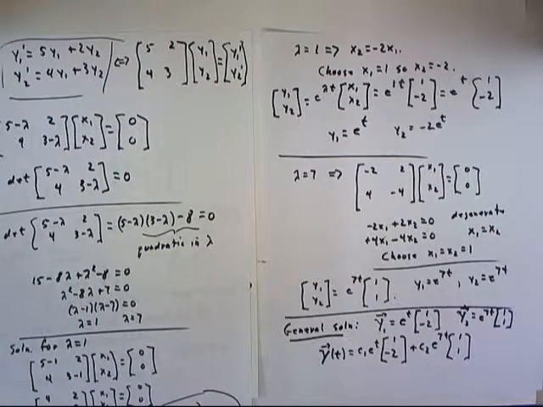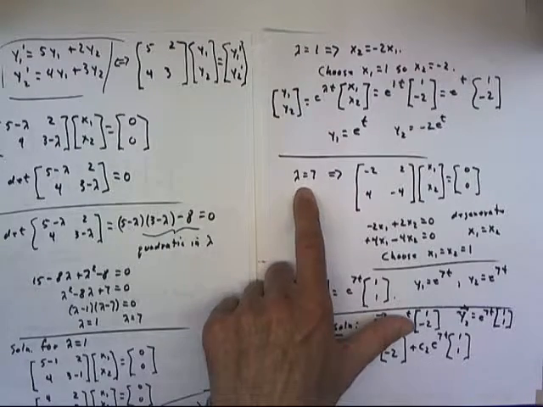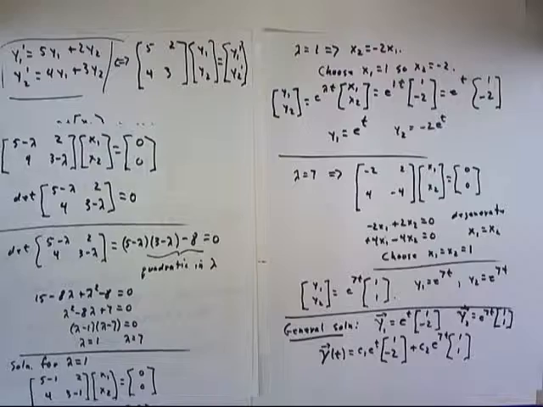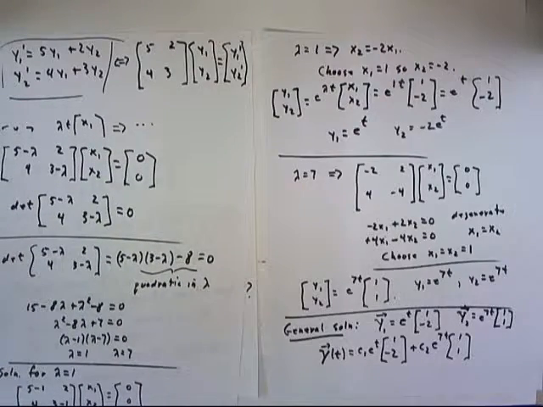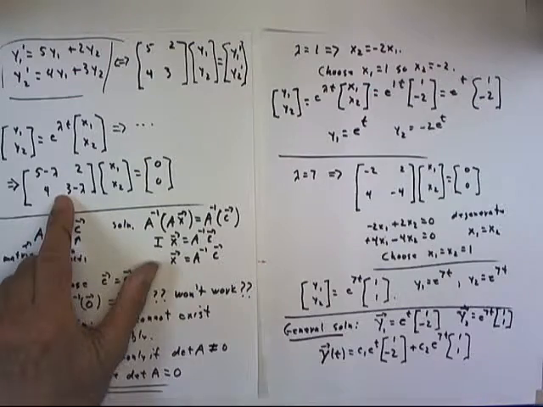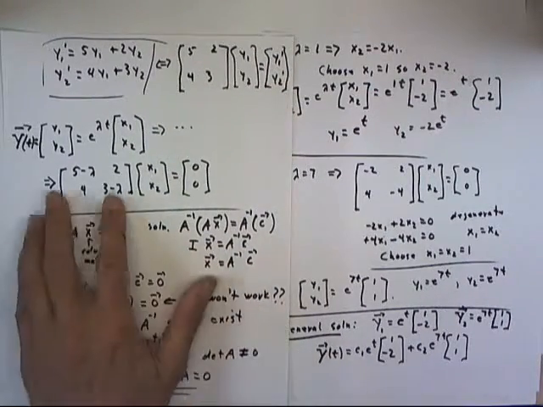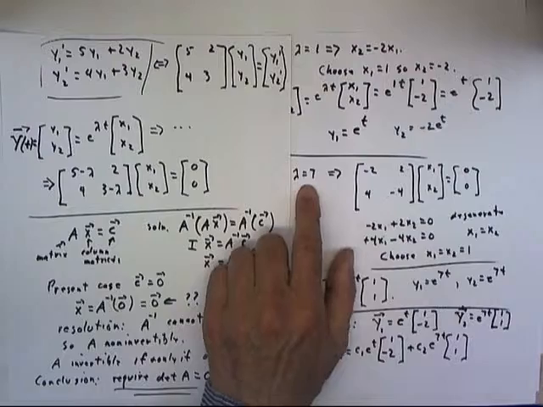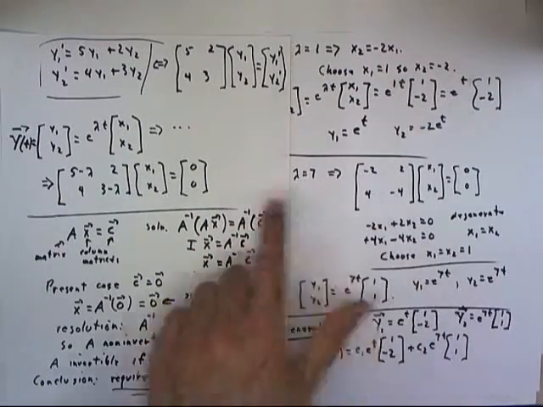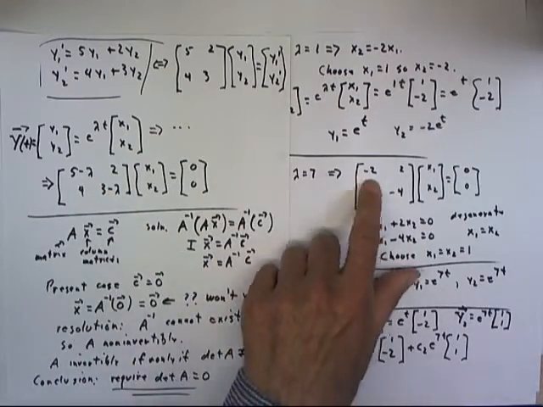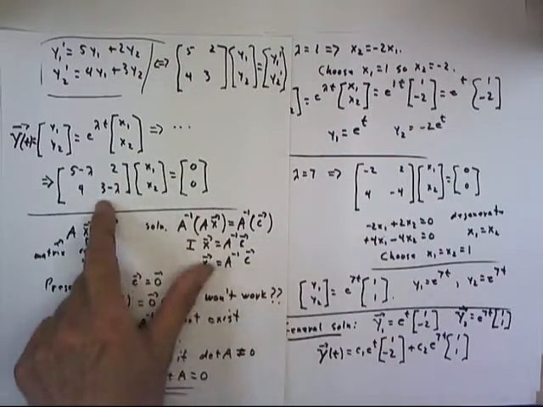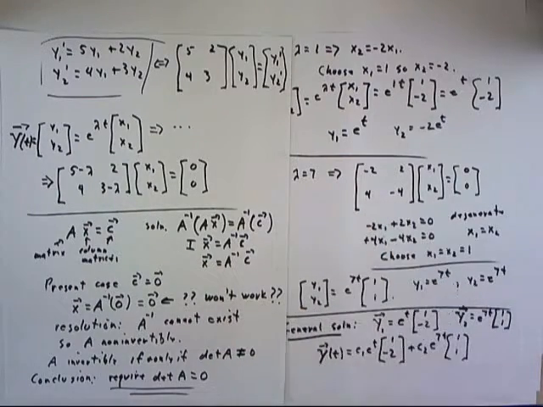The next step is to solve the matrix equation. Okay, the matrix equation here for lambda equals 7. And that's very easily done. We just plug in 7. 5 minus 7 is negative 2. 2 becomes 2. 4 stays 4. And 3 minus 7 becomes negative 4.